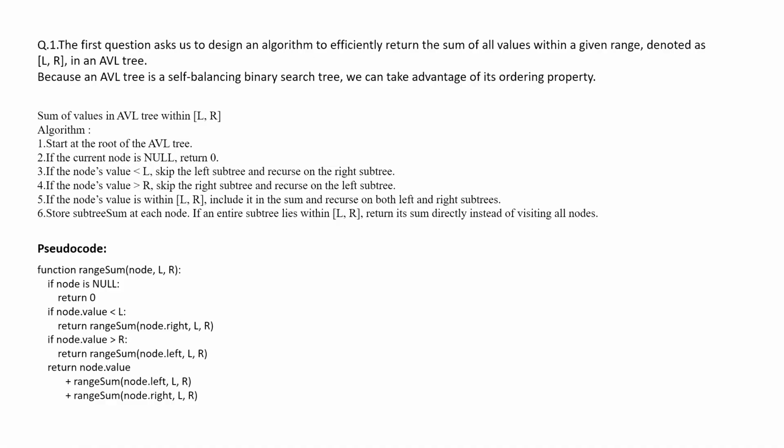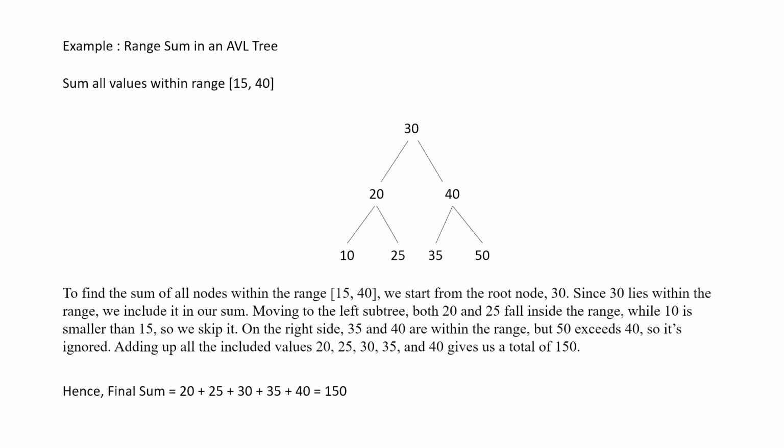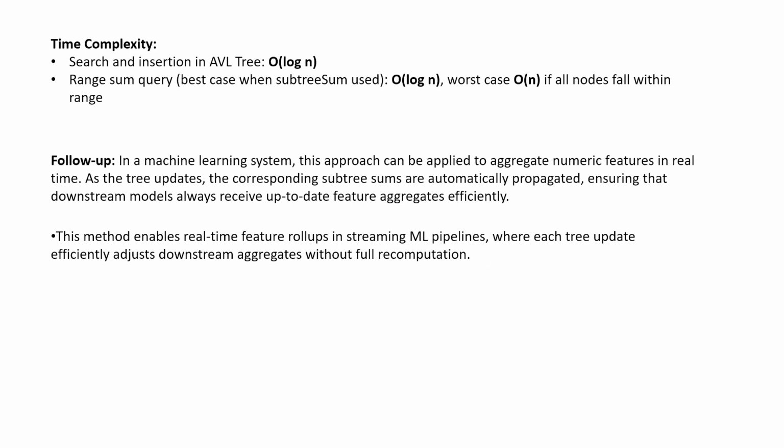To make this faster, we can store the subtree sum at every node. So if an entire subtree lies inside our range, we can return the pre-computed sum directly. You can see the pseudocode here. For example, in the tree shown, summing values between 15 and 40 gives us 150. The time complexity for this is O(log n) in the best case when subtree sums are used, and O(n) in the worst case when all nodes fall within the range.